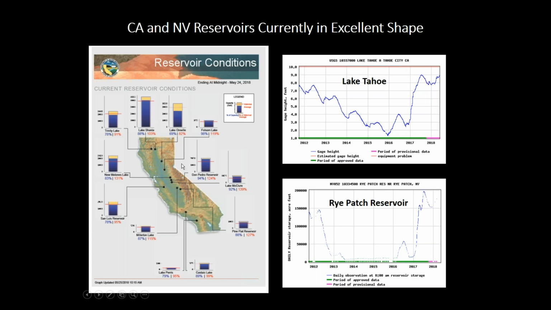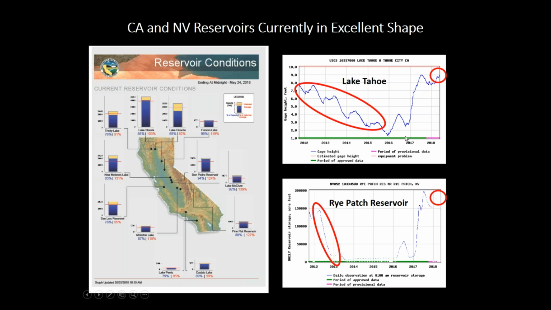But I did want to highlight a few things here with the two time series on the right. So most people know where Lake Tahoe is, which is in the northern Sierra Nevada, but Rye Patch is out in north central Nevada, and the Humboldt River Basin, which is a very large river basin in northeast Nevada, drains into Rye Patch Reservoir. And so right now, both reservoirs are near full. Lake Tahoe is pretty much at full brim, and so is Rye Patch here.